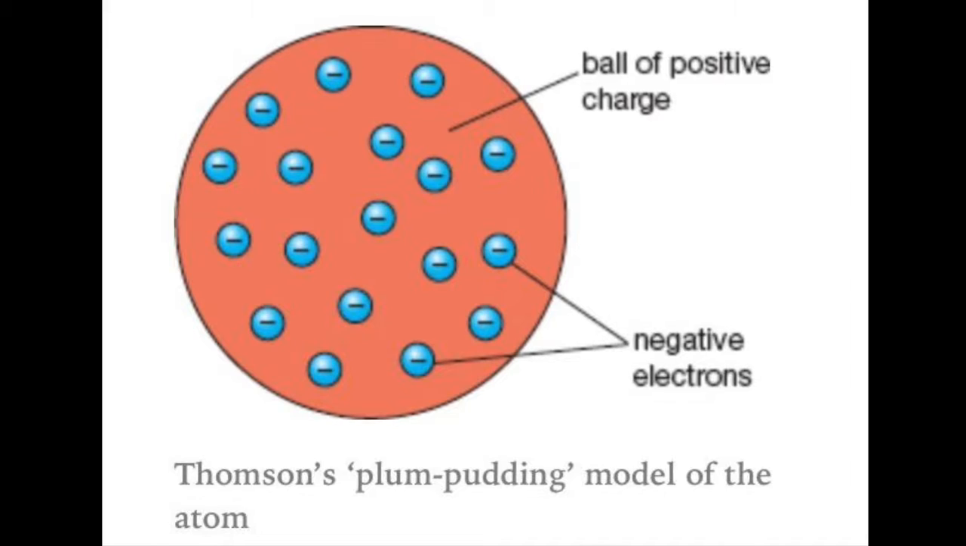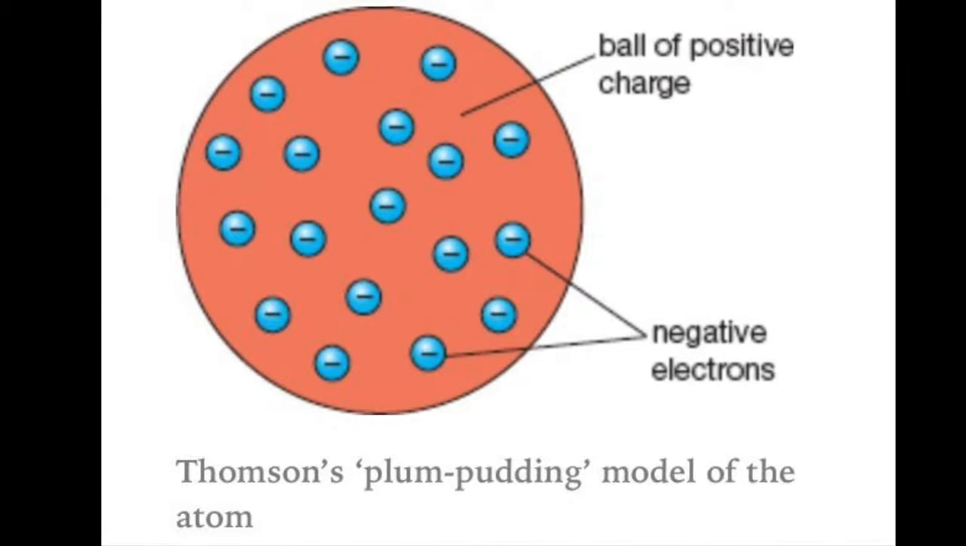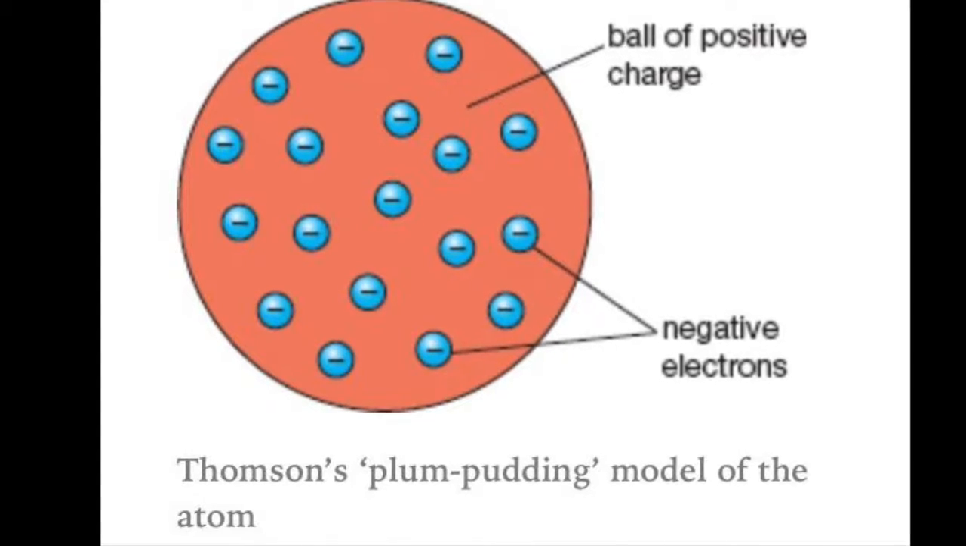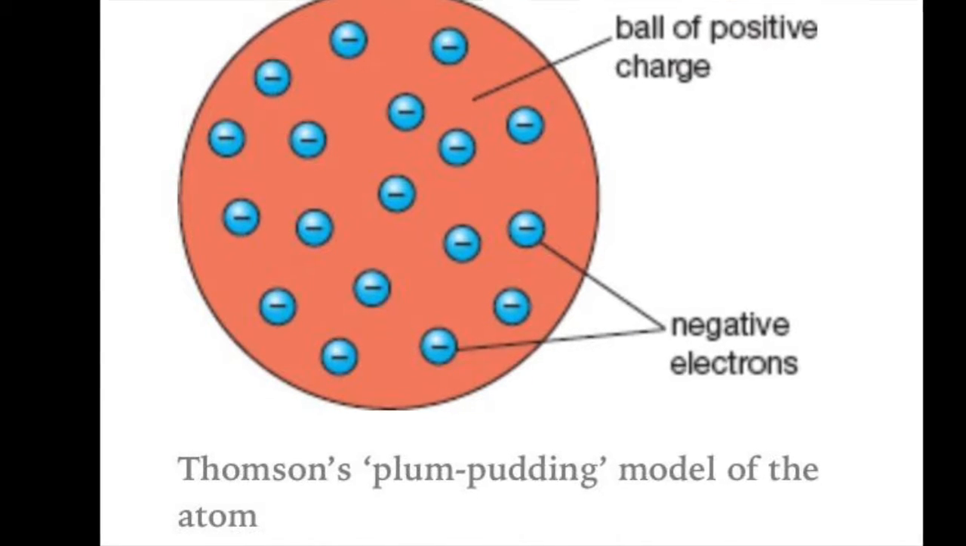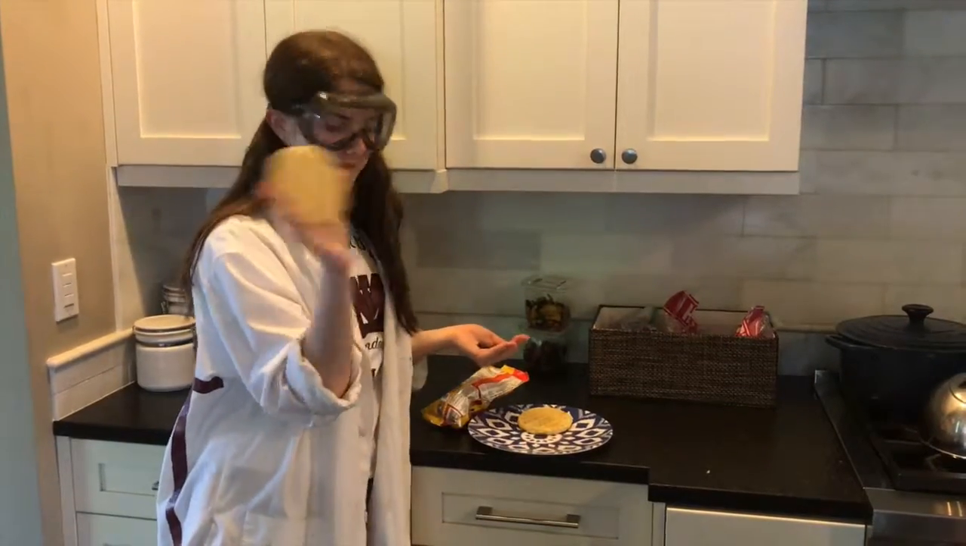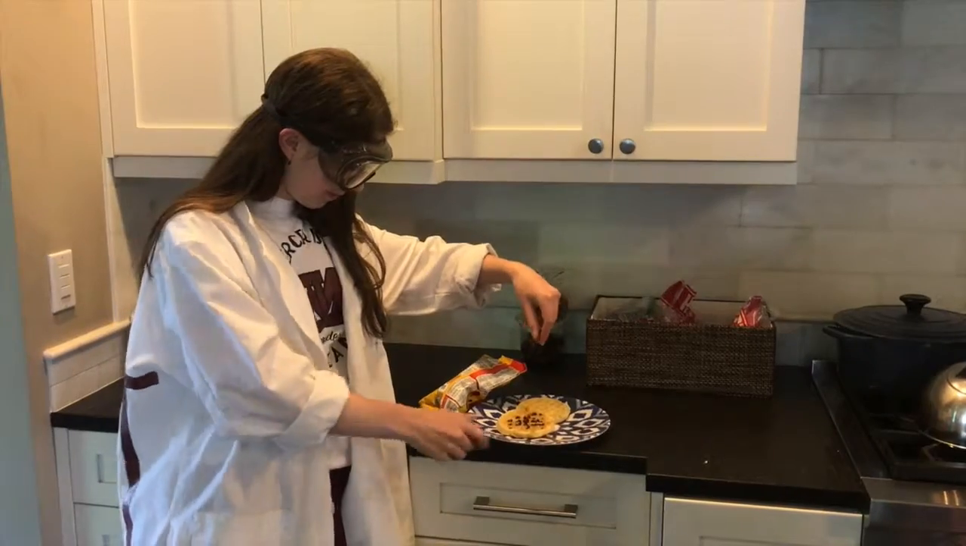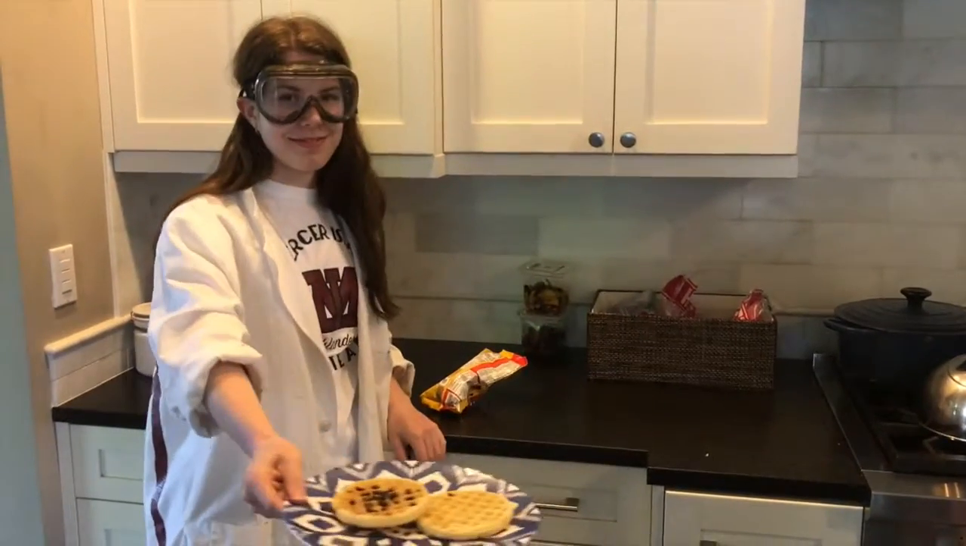Next, Thomson applied his knowledge that the atom has a neutral charge. He decided that electrons must be randomly distributed throughout a positively charged atom, like plums in plum pudding. In our version of the plum pudding model, the waffle is the positively charged matrix, and the electrons are the randomly arranged chocolate chips floating around in it.